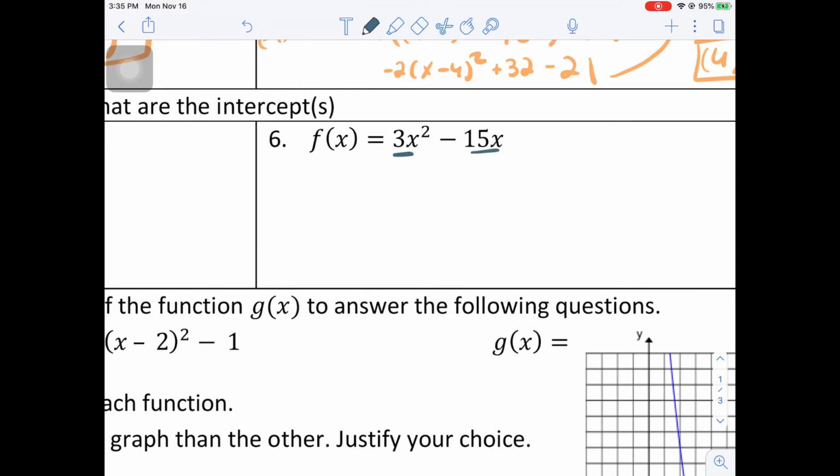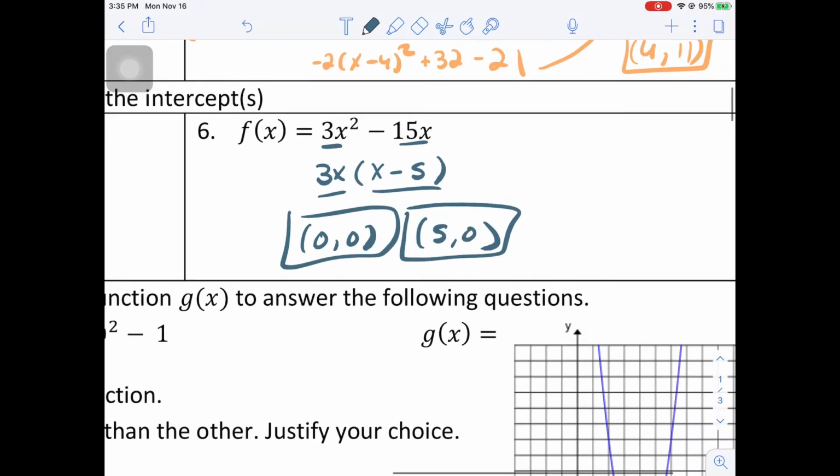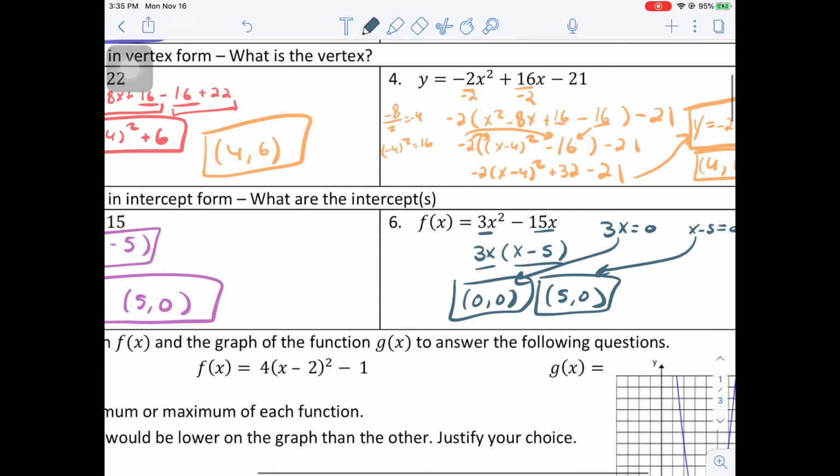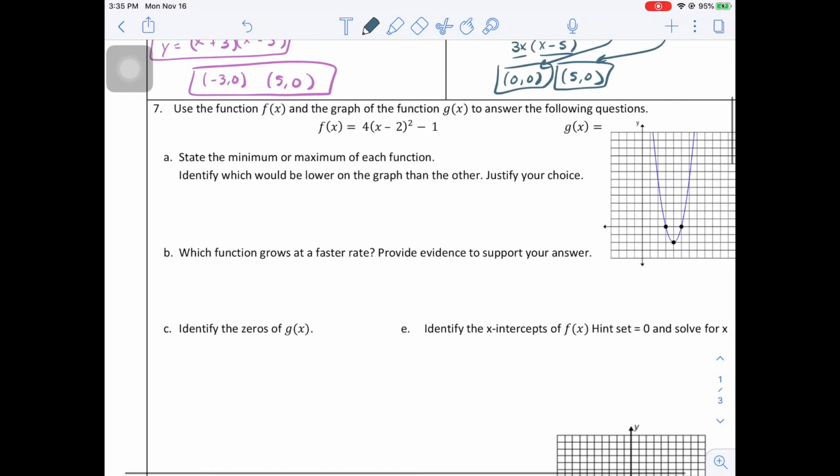Let's see, it's a different color. For the next one, it looks like 3 and x come out of both. So we pull out 3x, that leaves us with x minus 5, and that's as factored as we can get it. So 3x and x minus 5 would give us intercepts of 0 comma 0 and 5 comma 0. You have to set each of those things equal to 0. So 3x equals 0, x minus 5 equals 0. So that's how we get the 0, and that's how we get the 5.